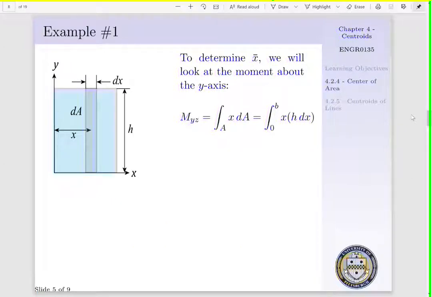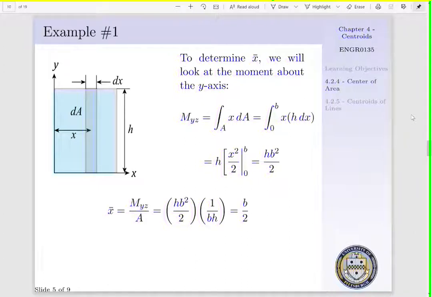Now, to determine our x location, we'll take a look at our moments about our y-axis. That is, M_yz is going to be equal to the integral with respect to area of x dA. Now, our differential area has a thickness dx and a height h. Therefore, we have an integral from 0 to b of x h dx. h is a constant, and we'll remove it from our integrand. Thus, we'd have the integral of x with respect to dx, which gives us h x squared per 2, evaluated between 0 and b. Thus, we have h b squared per 2.